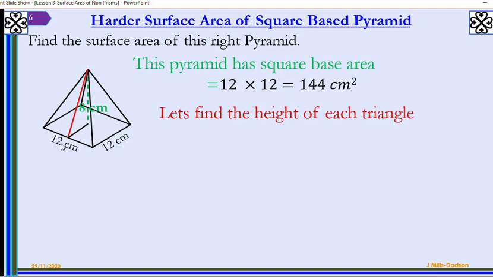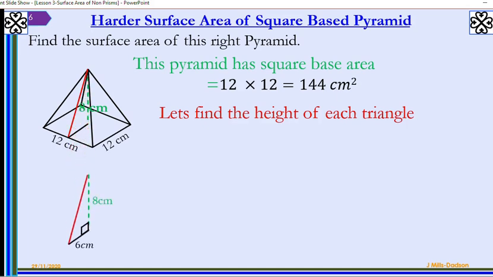The red line is the height of the triangle. Now we know this side is 12 cm. That means from this point all the way through to the center to the other end is also 12 cm. And because this is the center, it makes this line half of 12, which makes it 6. And that is the height of the pyramid, which is 8. So my right angle triangle has a height of 8 and a base of 6. Let's pull it aside.